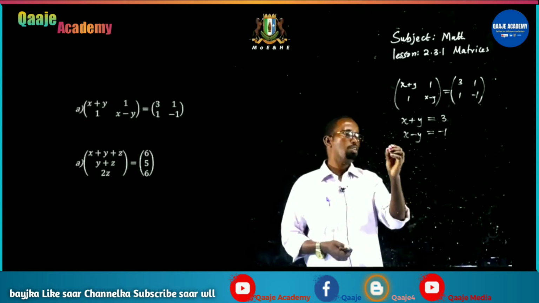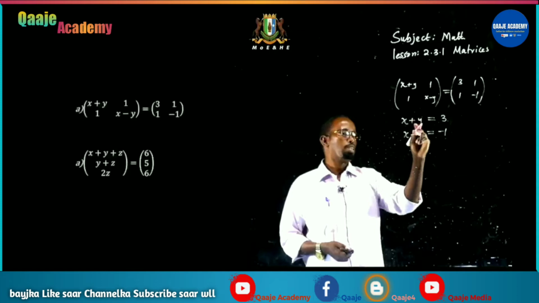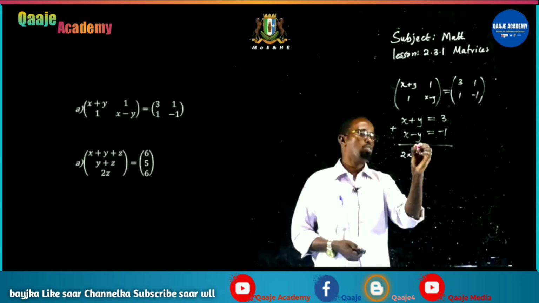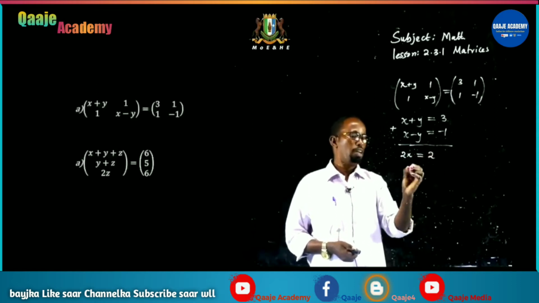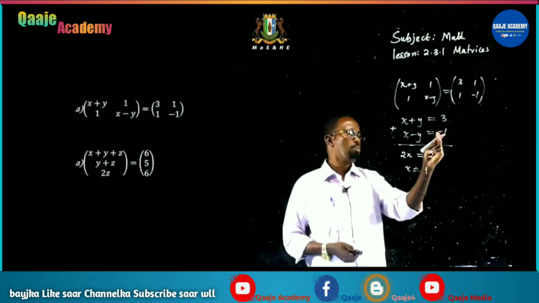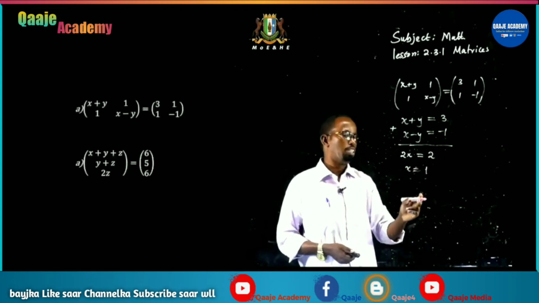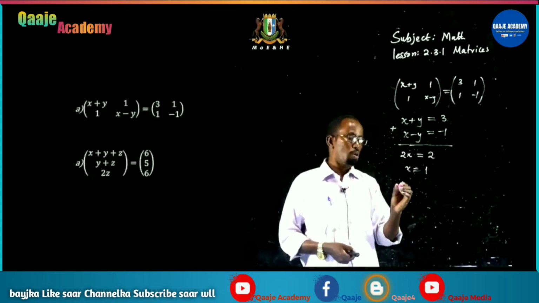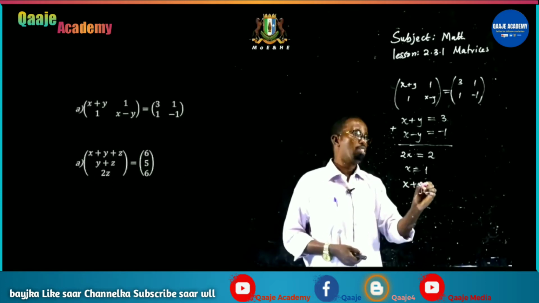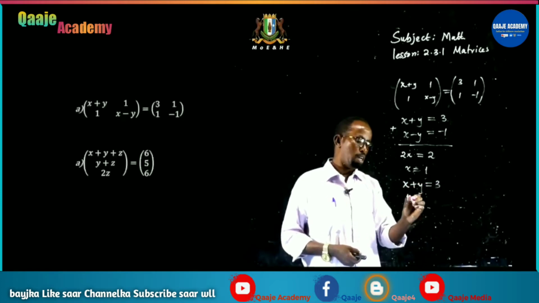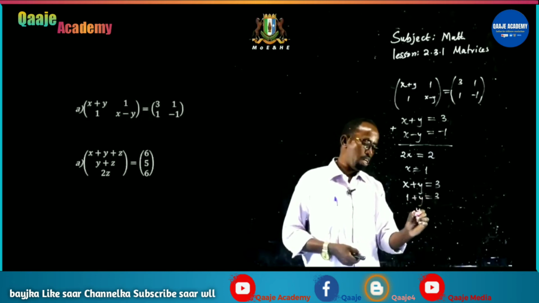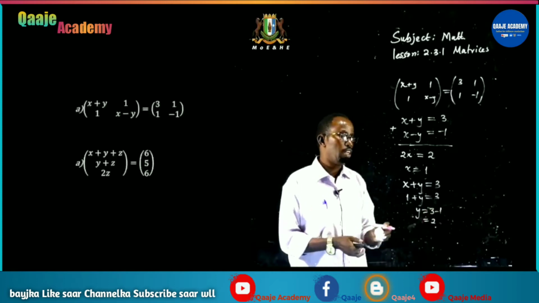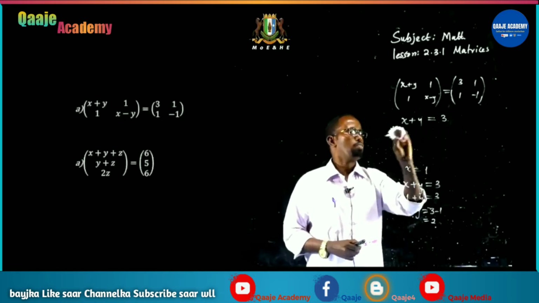The elimination method: you just add these two equations, using the plus sign. So 2x is equal to 2, because 3 minus 1 is 2. Divide both sides by 2, and you get x is equal to 1. Now, using substitution, you can find the value of y. x plus y is equal to 3, therefore 1 plus y is equal to 3, so y is equal to 3 minus 1, and therefore y is equal to 2. The value of y is 2.